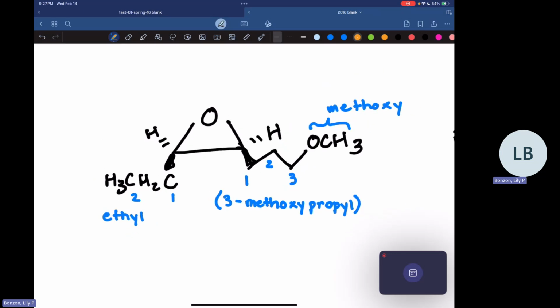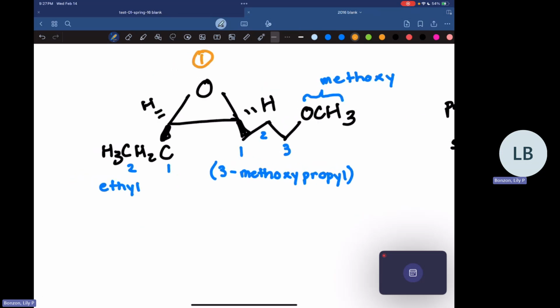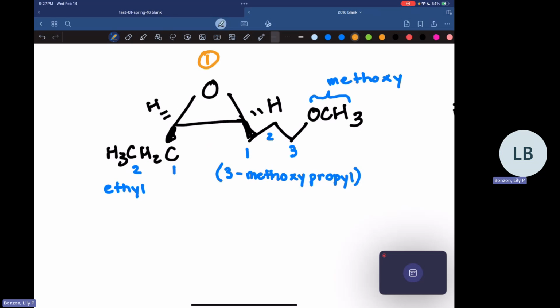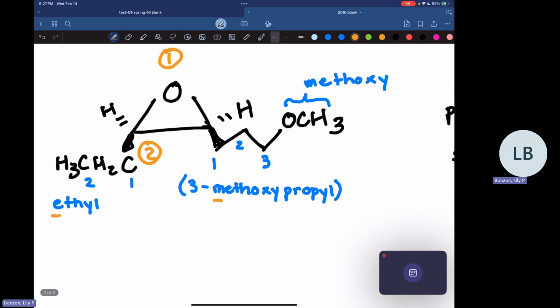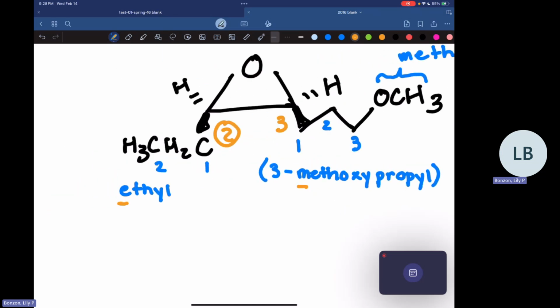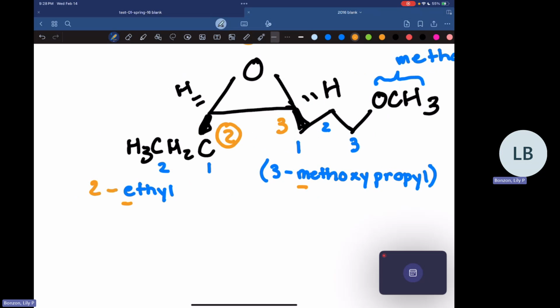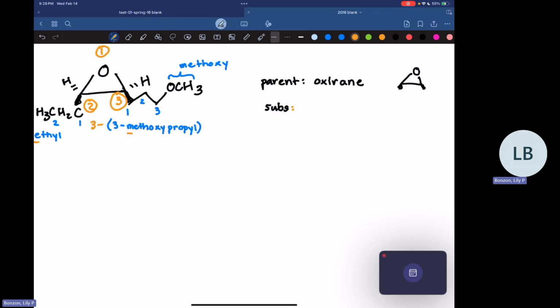So when we're determining the numbering of these substituents for oxirane, oxygen always comes first, and then we are going to do alphabetical order. So ethyl comes before methoxy. So in this case, the ethyl group is going to be carbon 2, and the complex substituent that we have is going to be at carbon 3. So this is going to be 2-ethyl and 3-methoxypropyl.